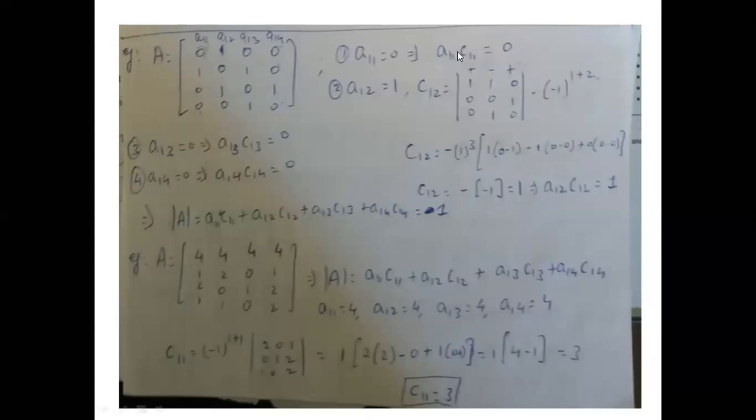A11 is 0. Therefore, A11 C11 is 0. I don't have to calculate C11. Right? And A13 is 0, so A13 C13 will be 0. A14 is 0, so A14 C14 is 0. So I'm only left with A12. Right? So that value is 1. So for A12, I'll take this factor 1. I will ignore this column and I will ignore this row. Therefore, I am left with 1, 1, 0, 0, 0, 1 and 0, 1, 0. And that is what I have written here.